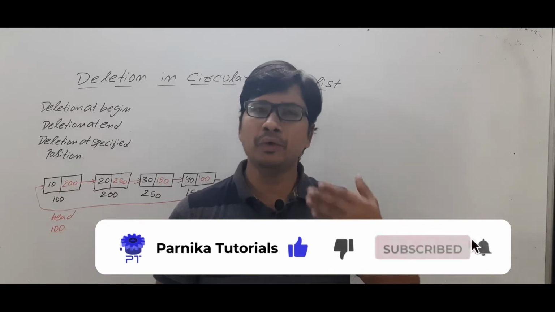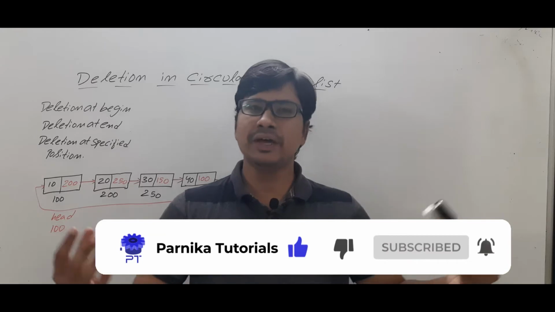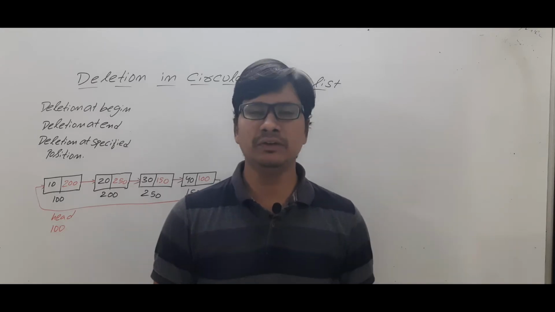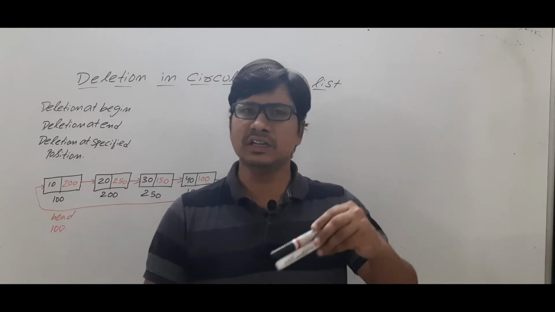In this video, I want to discuss how to delete the nodes from the circular linked list. So I request everyone to watch the complete video for better understanding. So what is meant by deleting a node in the circular linked list?